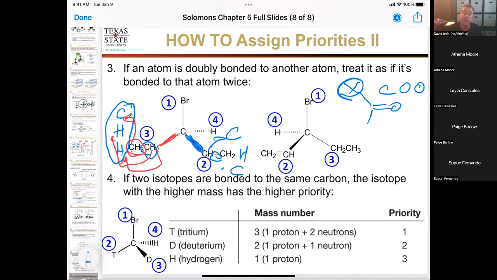So you would count both of those bonds to oxygen, okay? So you were looking at that, okay? So that's rule number 3. That only works for double and triple bonds. If you don't have double or triple bonds, you go back to rule number 2.